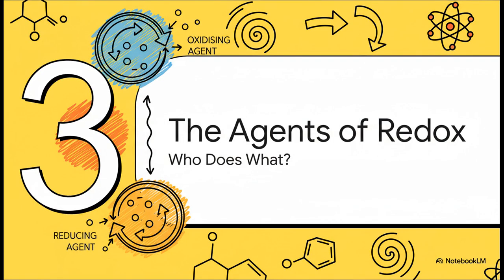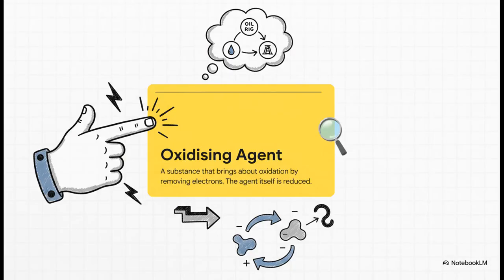Okay, so now we know how to track the changes. Let's talk about the players that cause those changes. In any redox dance, you've got two partners, the one that's doing the oxidizing and the one that's doing the reducing. So, an oxidizing agent is the substance that causes something else to be oxidized. It's the electron thief of the reaction. But here's the twist. In order to steal electrons from something else, it has to accept them. And what do we call gaining electrons? Reduction. So the oxidizing agent gets reduced itself.